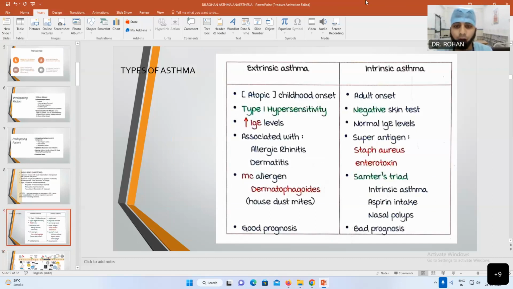There are basically two types of asthma: extrinsic asthma and intrinsic asthma. This is based on the onset of asthma. If it is childhood onset, type 1 hyperreactivity and IgE level associated with allergic rhinitis, dermatitis, then it is extrinsic asthma. And regarding intrinsic asthma, it is most commonly adult onset and usually associated with aspirin intake, nasal polyp, and asthma, which is called Samter's triad, which has a bad prognosis. Childhood asthma usually has good prognosis, whereas adult onset asthma usually has bad prognosis.